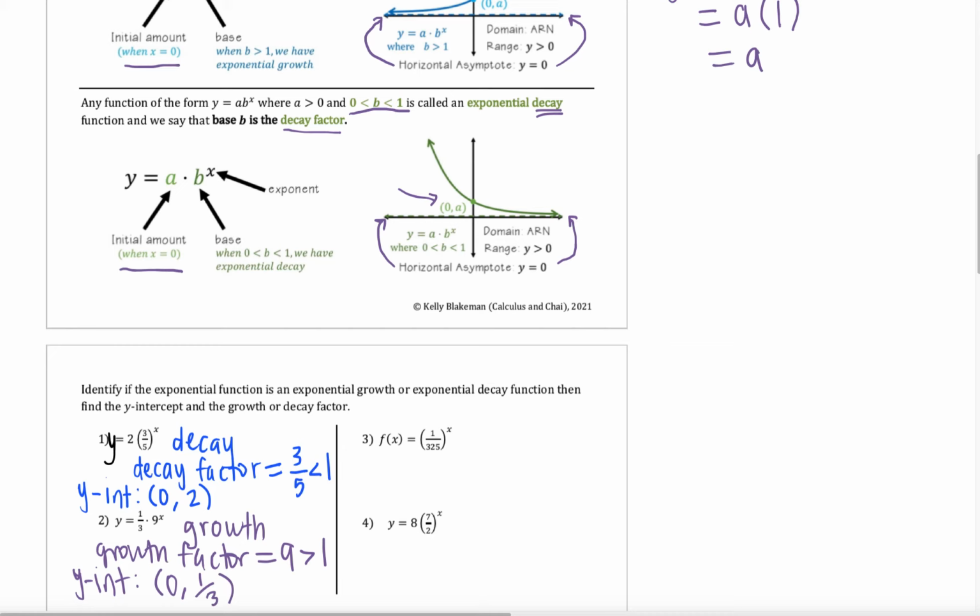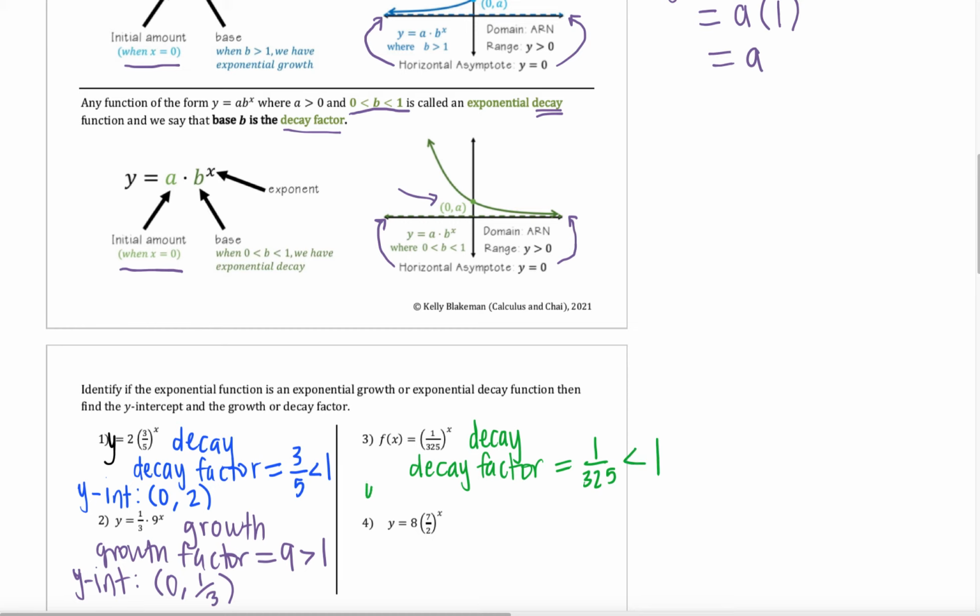Okay, let's look at example 3 here. Well, now I have f of x equals. We learned last semester that f of x and y are interchangeable, and we'll continue to see that in this semester as well. We have f of x equals 1/325 all to the x power. Why don't you guys pause the video here and decide if we have an exponential growth or an exponential decay. So in this case, we do have an exponential decay, and that's happening because our base, which is 1/325, is definitely less than 1, so that's our decay factor. And to explain why it's decaying instead of growing, it's because that factor is less than 1.